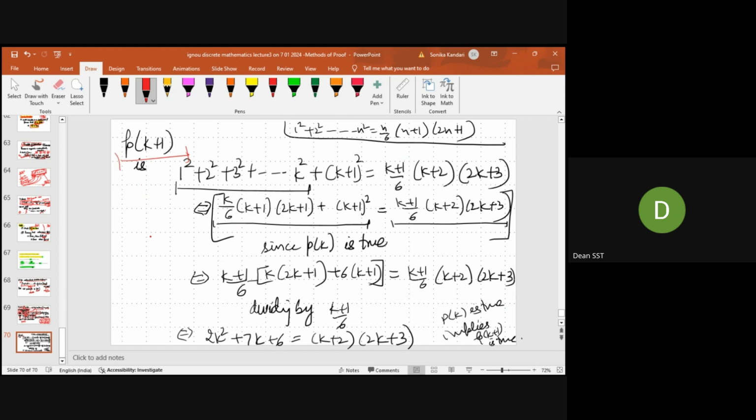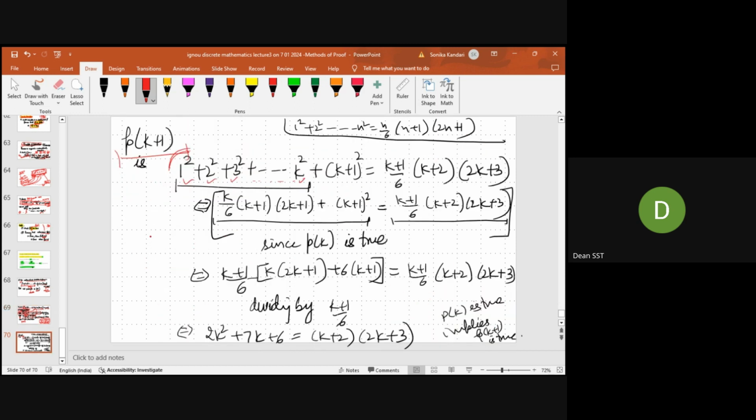In this way, you have to see for Pk plus 1. 1 square plus 2 square plus 3 square up to k square, this is Pk. You have to do it for Pk plus 1, so you are having values till k plus 1. Is it clear, class? Yes, ma'am.